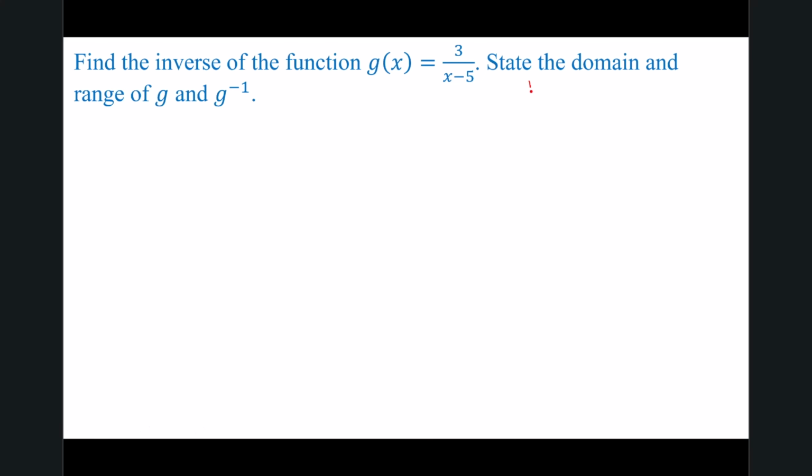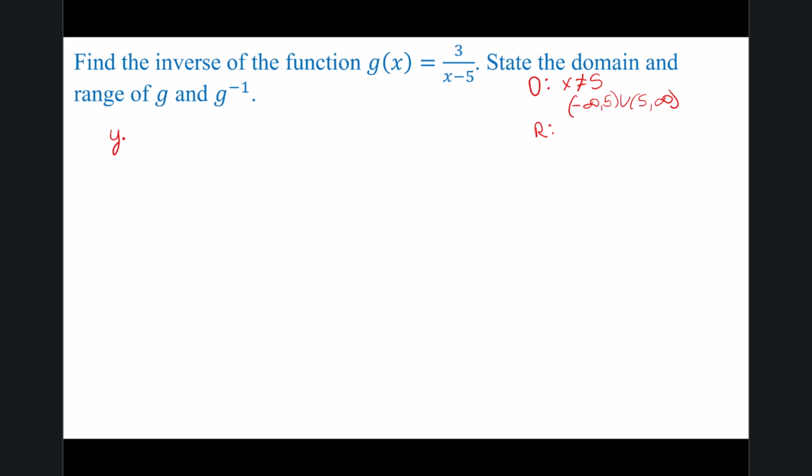So let's start with the domain of g of x. Here we know x cannot be 5 because then we divide by 5 minus 5, or 0. We can't divide by 0. In interval notation, that would be negative infinity to 5, union 5 to infinity. We don't know what the range of that function is, but we'll come back to find that. First, let's find the inverse of g of x.